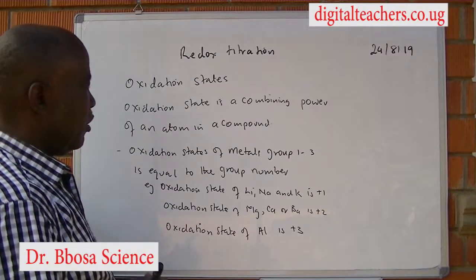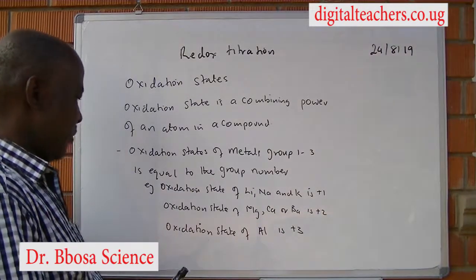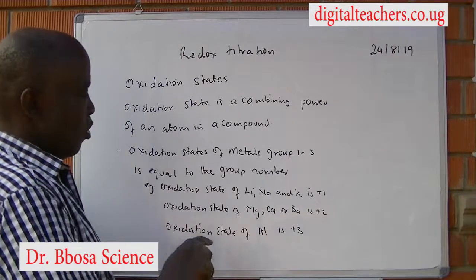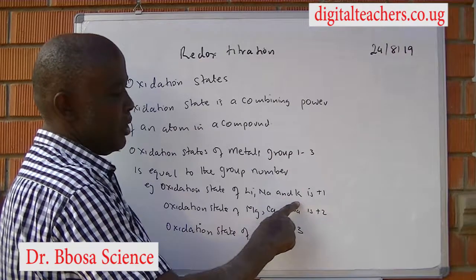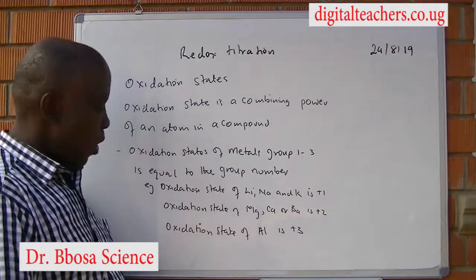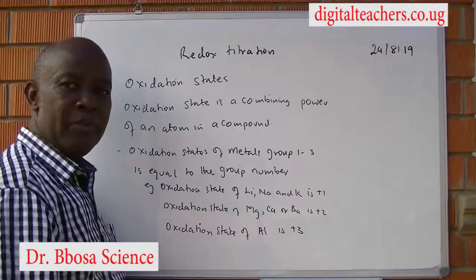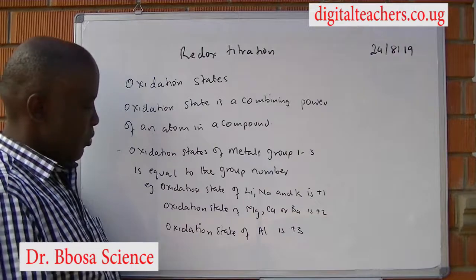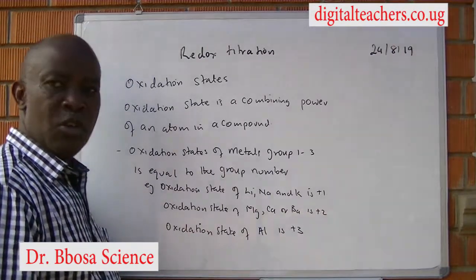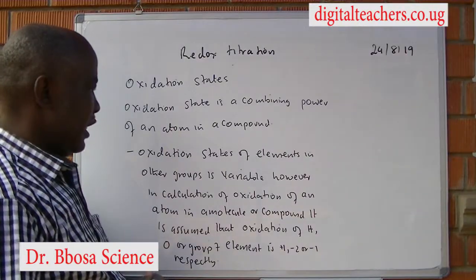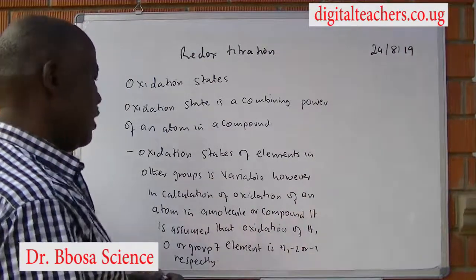Oxidation states of metals in groups 1 to 3 is equal to the group number. For example, the oxidation state of lithium, sodium, and potassium is positive 1. The oxidation state of magnesium, calcium, or barium is positive 2. The oxidation state of aluminium is positive 3. Oxidation states of elements in other groups are variable.